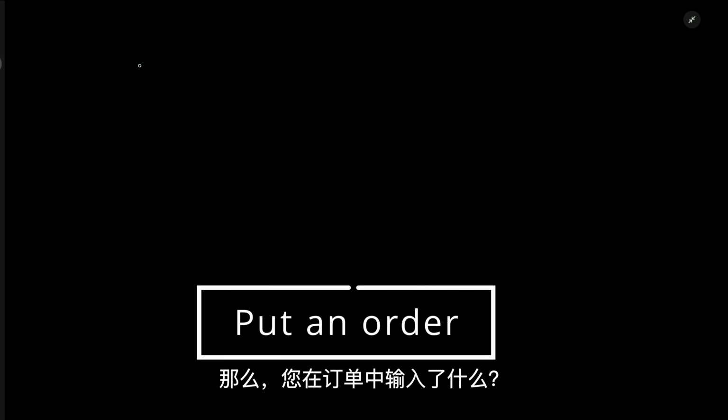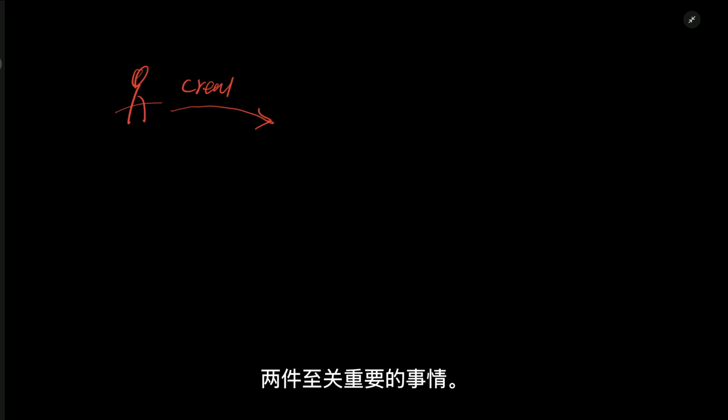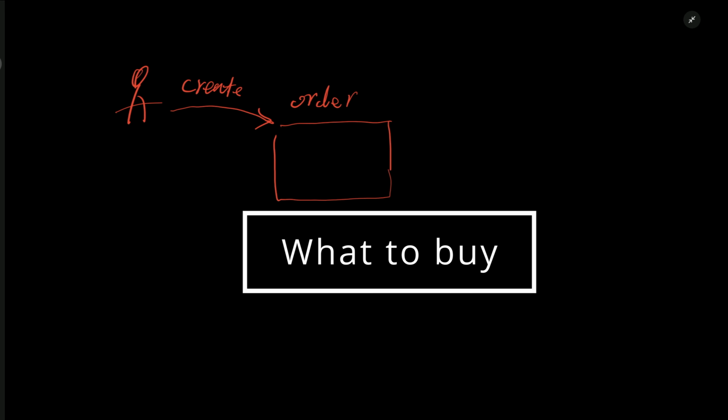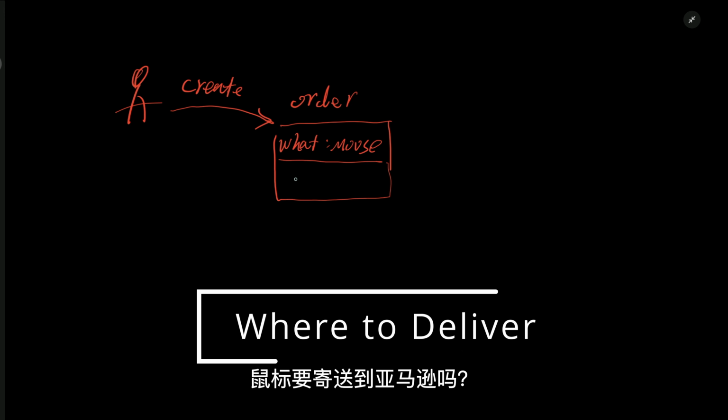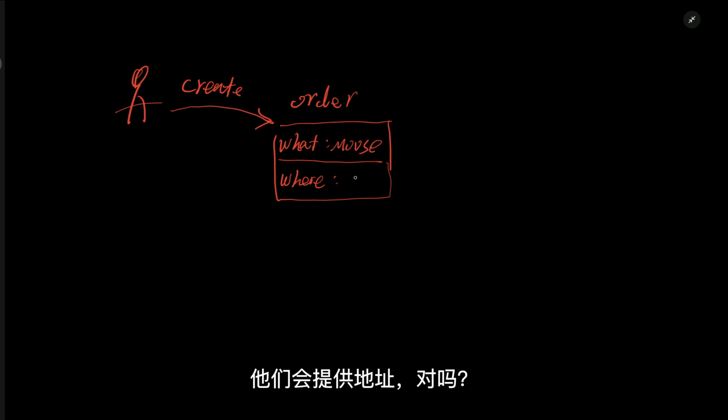Say you want to buy a mouse, you need to put an order, right? So what do you put in the order? 2 critical things. Number 1, what do you want to buy? Mouse. Number 2, where do you want Amazon to send the mouse to? The delivery address, right? No, the money is not relevant here. So where and what? These 2 things.